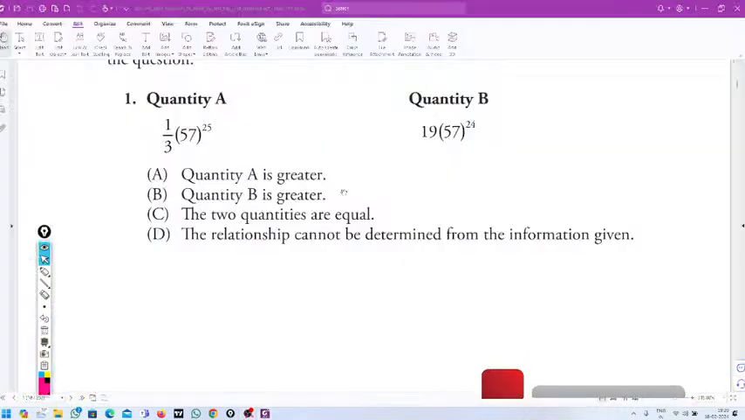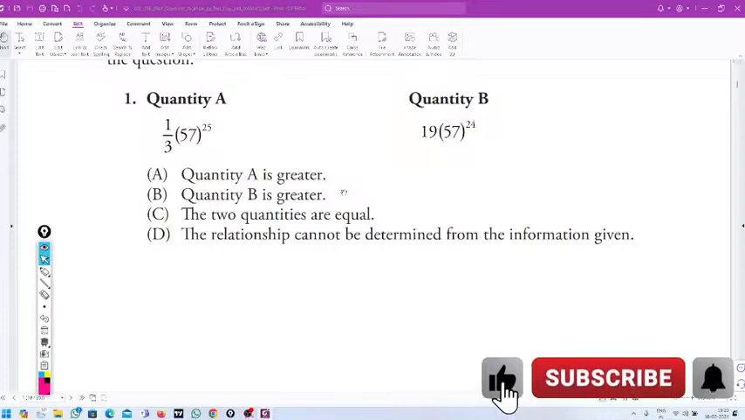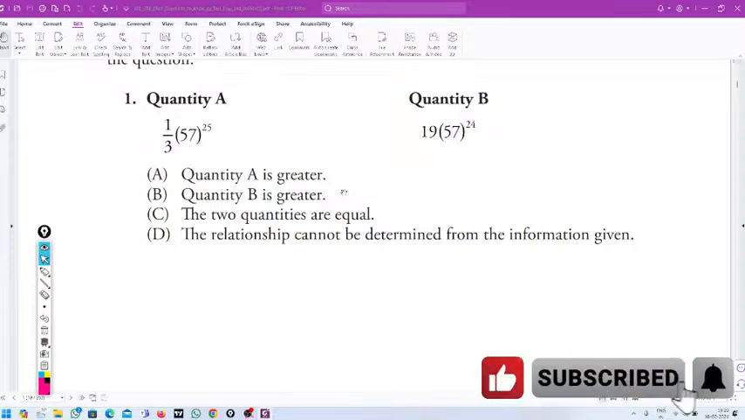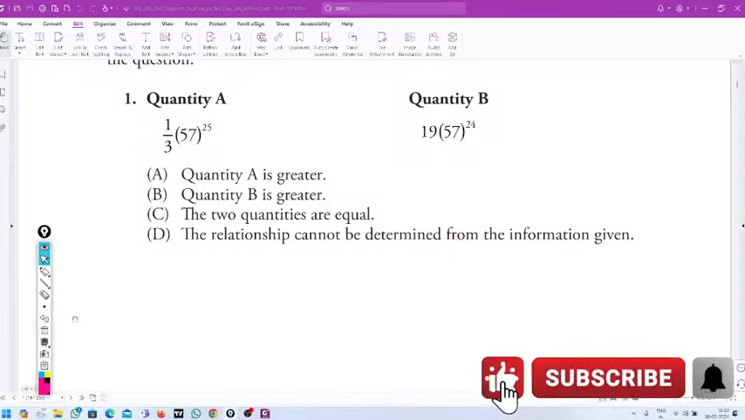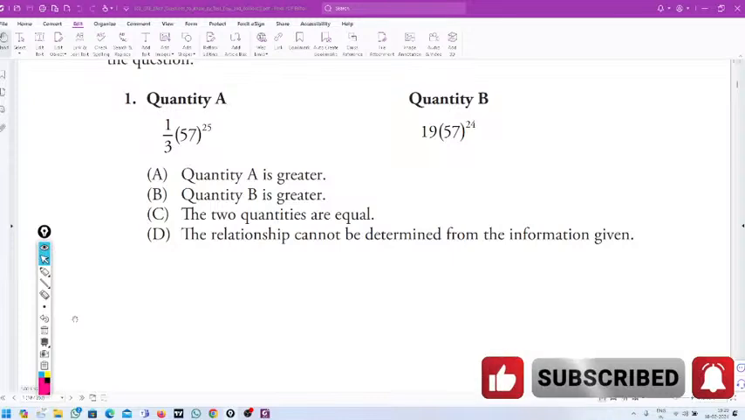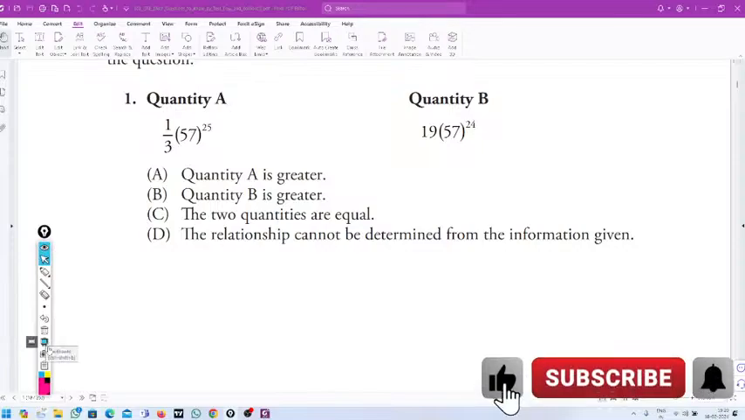So this is the first question, given in terms of quantity A and quantity B. One is one third of 57.25 and the other is 19 times 57.24. Guys, one is given as 57.25 by 3 and the other is given as 19 times 57.24. So how to approach this kind of questions?